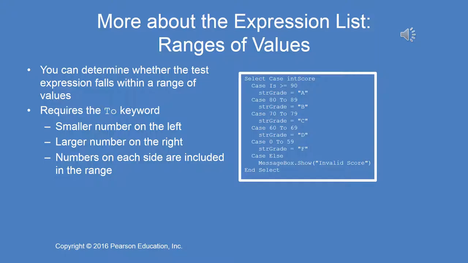And then you've got 70 to 79, 60 to 69, and 0 to 59. We could also have made that last case statement less than 60, and that would give us an F. And obviously we have the else catch-all that will display a message box showing invalid score if int score is some value other than those listed in the case statements.